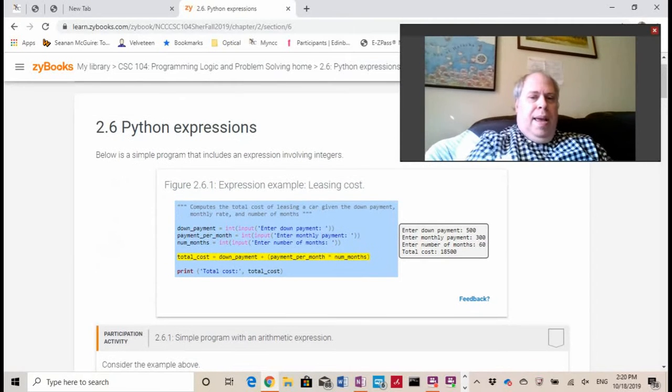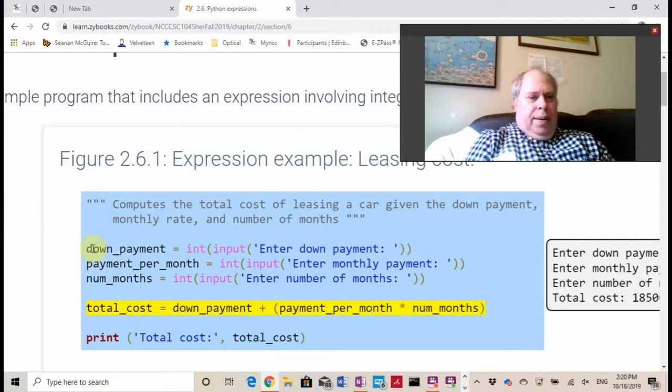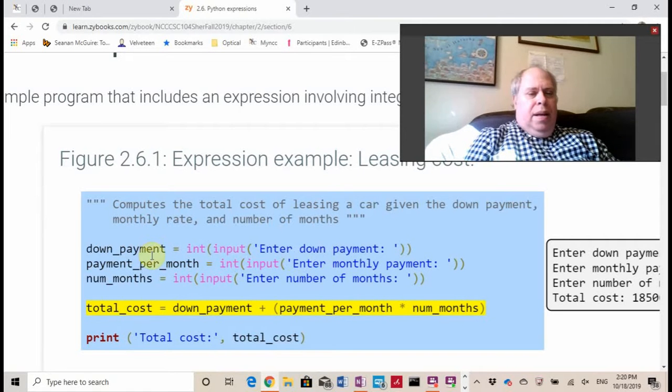Okay, so what we have over here is they're showing us a little program. Now we could write this program in IDLE. Just look at the down payment is int input. So each of these are getting sent as ints. And what we're doing is we're taking the down payment plus the payment times the number of months.